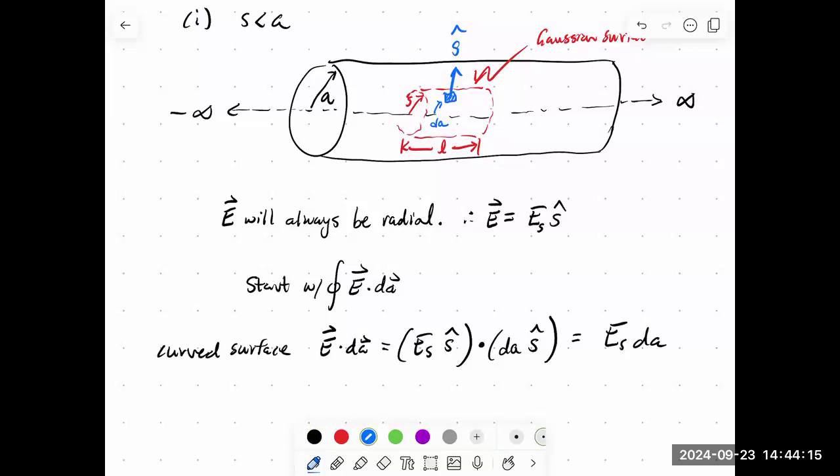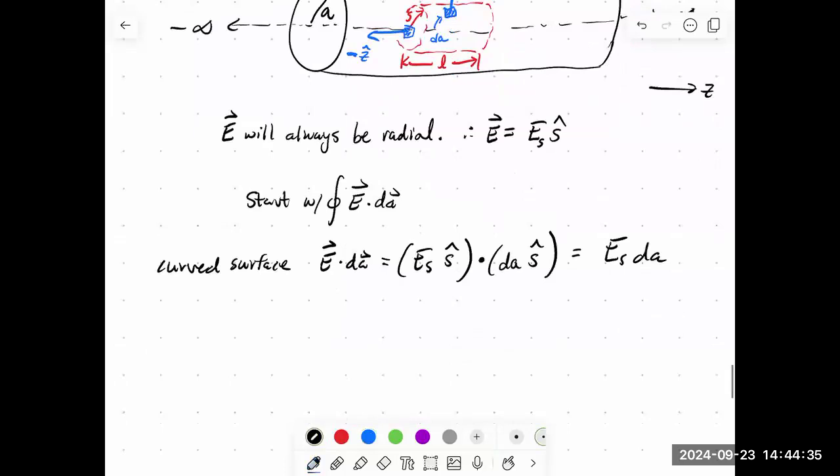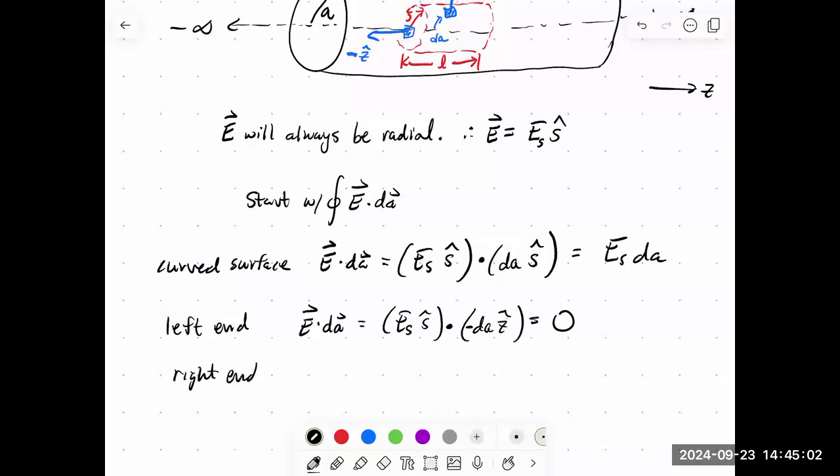Okay, what if I took a little dA over here? Then let me define my Z axis. Let's say Z is horizontal and to the right. So this one is in the minus z hat direction. So if we do the left end, E dot dA is going to be, well, the electric field is still radial, but now we have a dA in the minus z hat direction. What's this dot product going to be? Zero, right? The dA and the radial electric field are perpendicular. Same thing for the right end. In this case, the dA for the right end will be in the plus z hat direction.